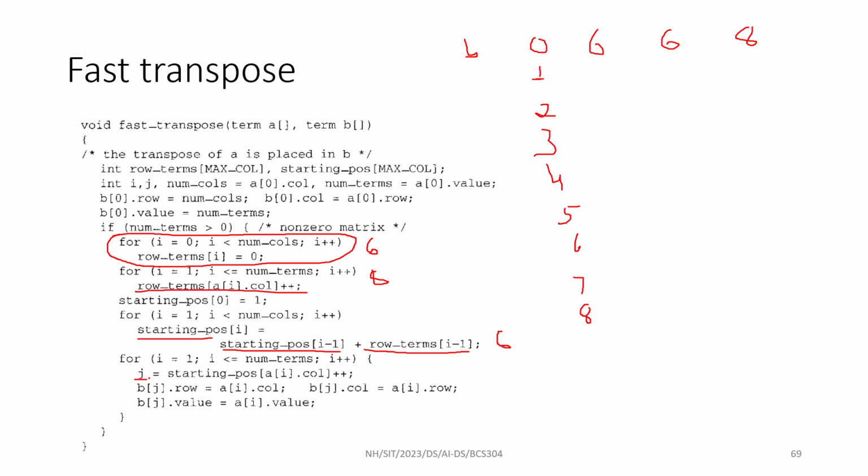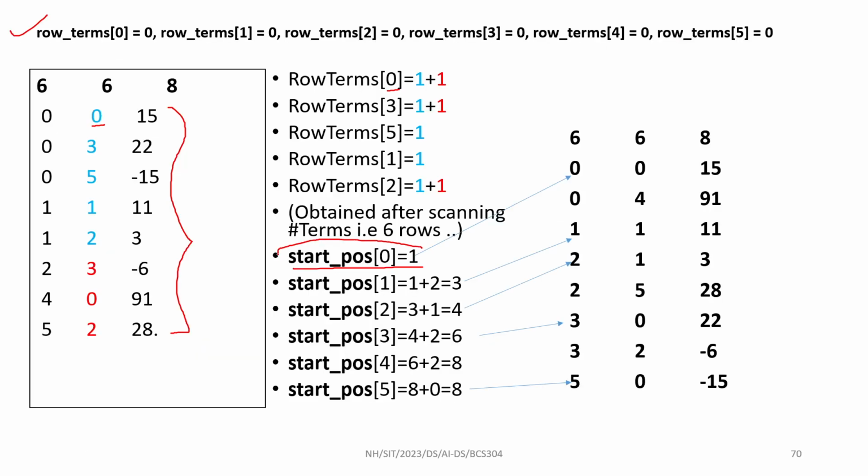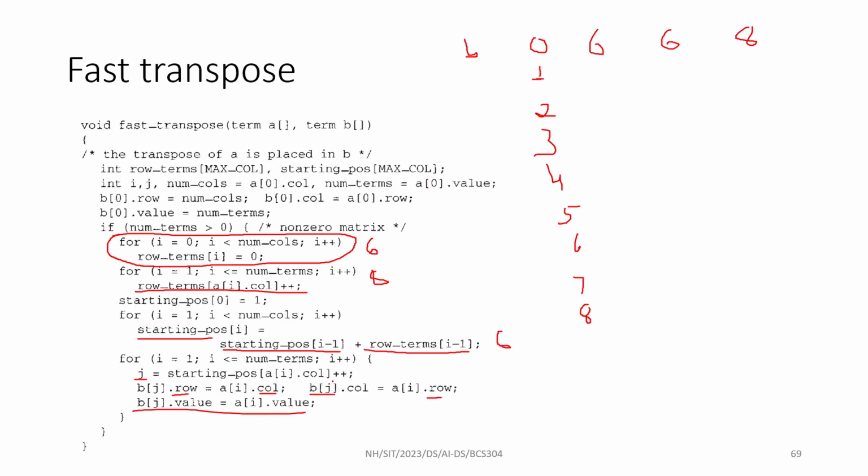So this is a starting place. What we have taken as the current index is j equal to starting position of the column. The column becomes the row value: column of A now is row of B, row of A now is column of B, and value same. After copying, don't forget to increase the starting position. After copying the first item, the starting position has to be incremented because the next index value has to be put here. Otherwise, it will be put in the same place. So that is why this plus plus is required.